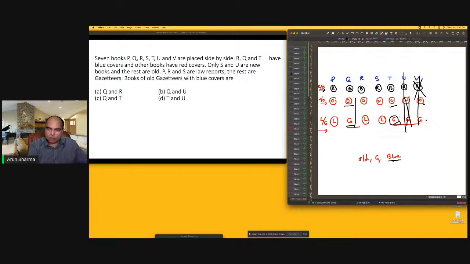So gazetteer, old and blue is T. Gazetteer, old and blue is Q. So the 2 books which are gazetteer, old and blue are Q and T. So option C is the correct answer.